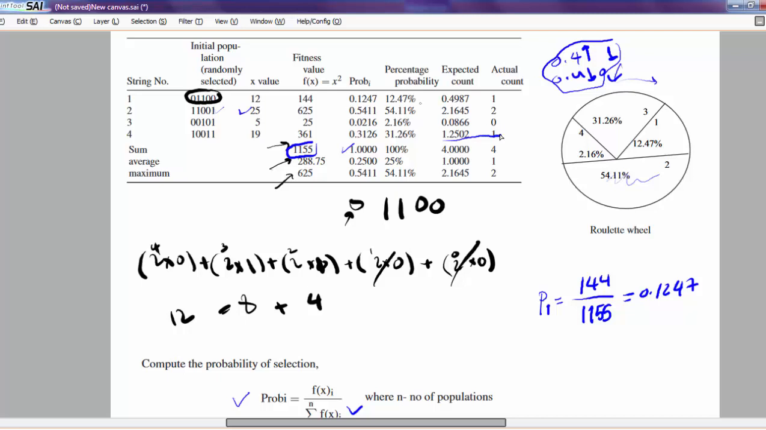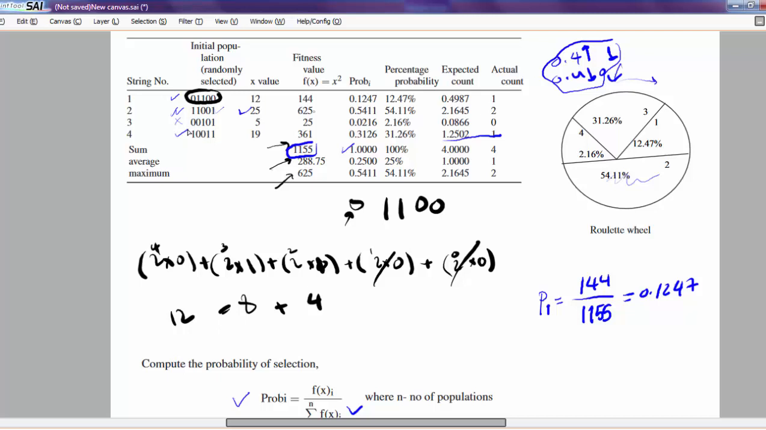Because this chromosome has a big percentage probability, it will appear twice in the mating pool, and this will appear once, and this will have a poor opportunity to go to the mating pool, so it will not show in the mating pool, and this one will appear once. So this will appear only one time, this will appear twice, and this will not appear.